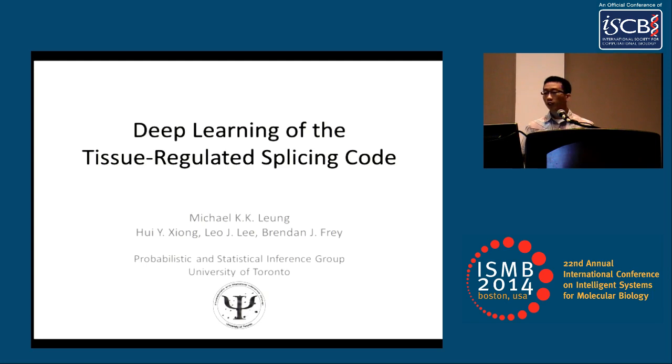So today I'm going to talk about how to use deep learning to predict alternative splicing patterns. And this is joint work with Hui, Leo, and Brendan Frey's group at the University of Toronto.